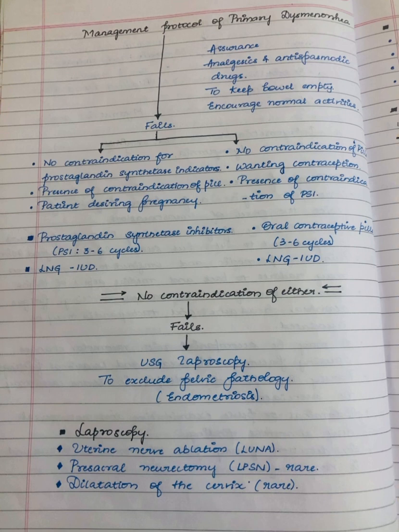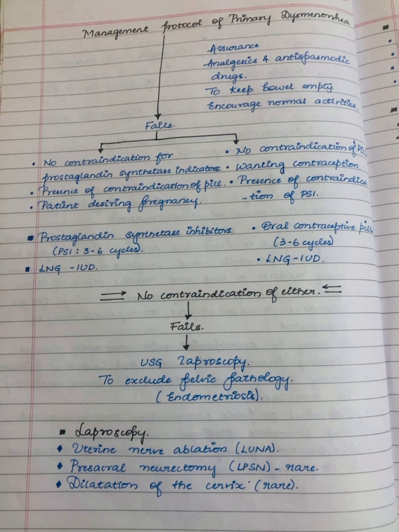A patient comes to you with primary dysmenorrhea. How are you going to manage it? First, you need to give the patient assurance that she need not have anxiety or fear about the disease. Analgesics and antispasmodic drugs: there are severe uterine spasmodic contractions causing myometrial dysrhythmic contractions, which are causing pain. To reduce the contractions and the pain, you need to give antispasmodic drugs and analgesics.